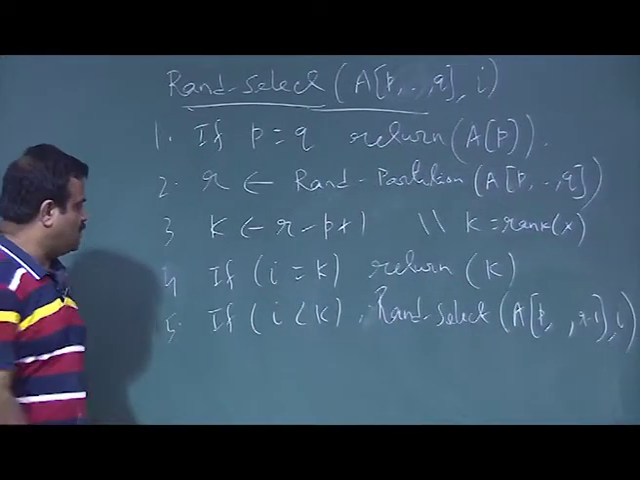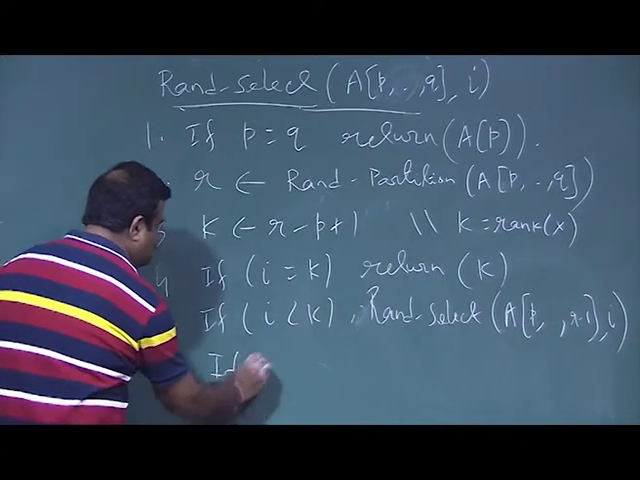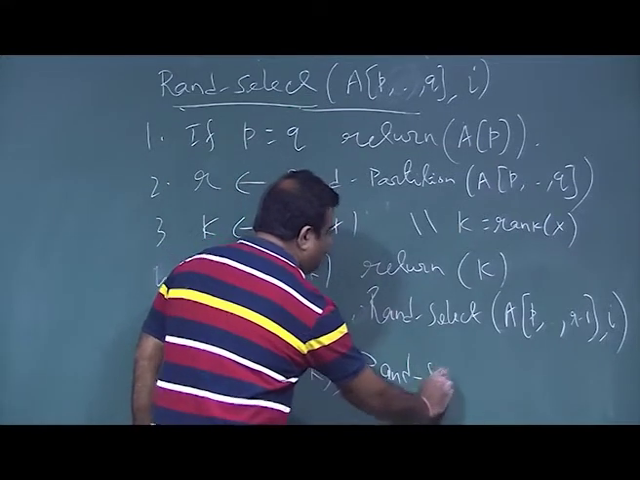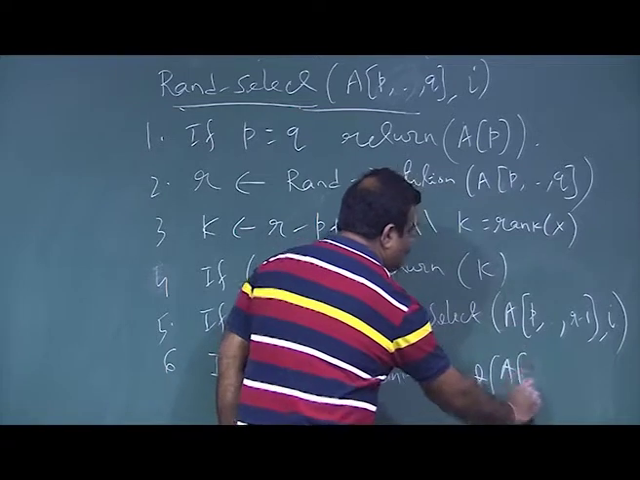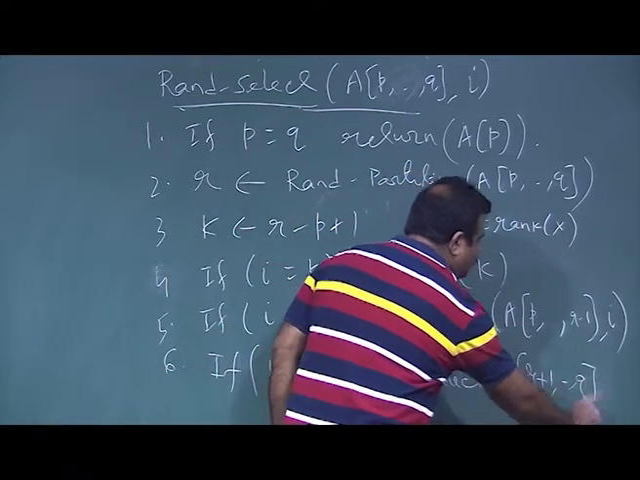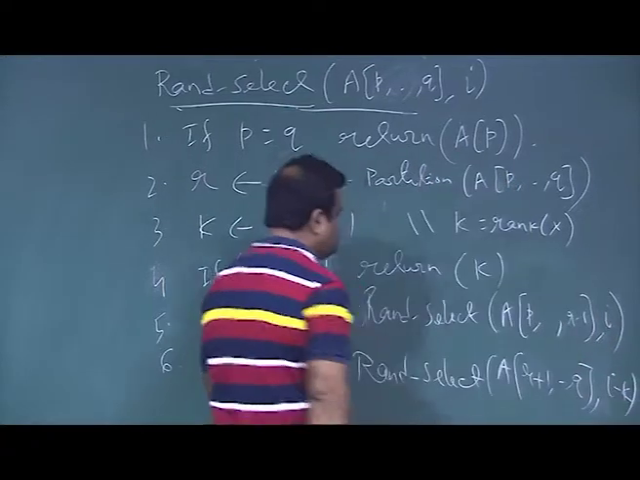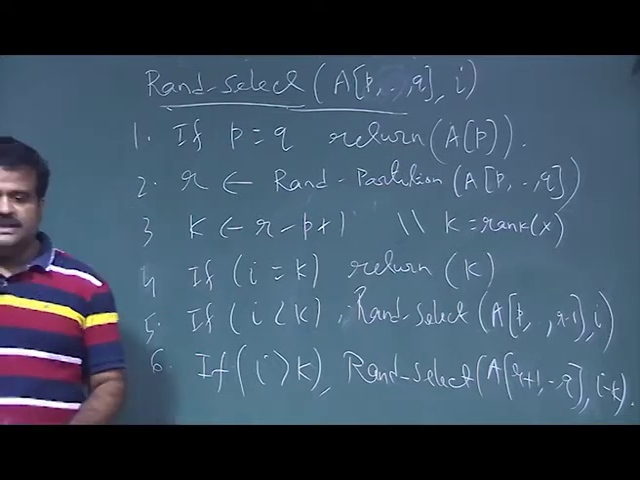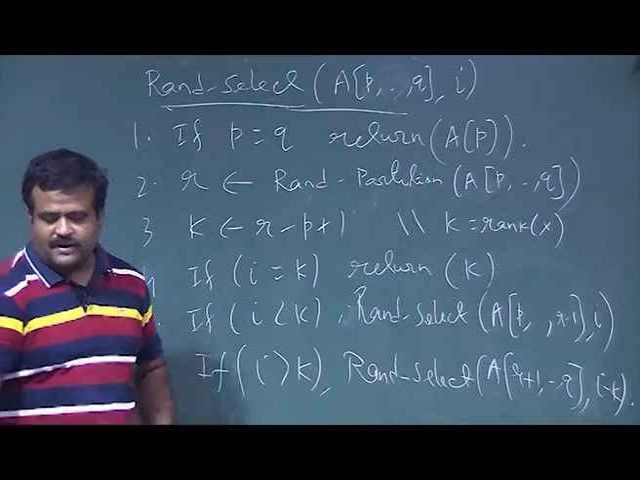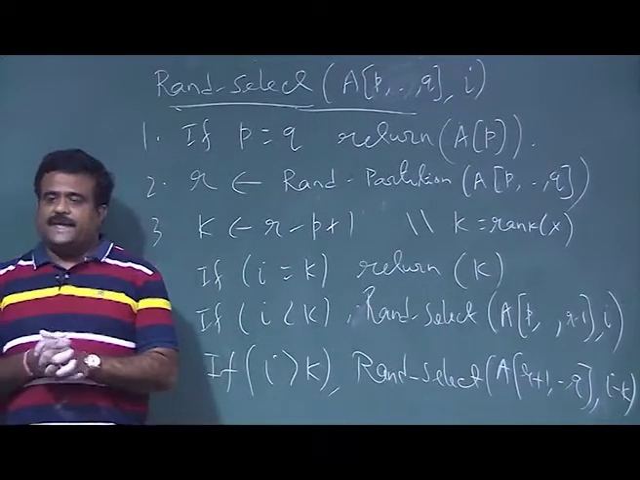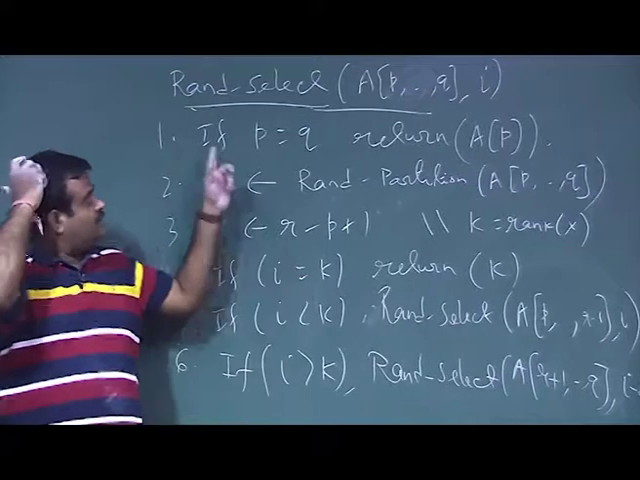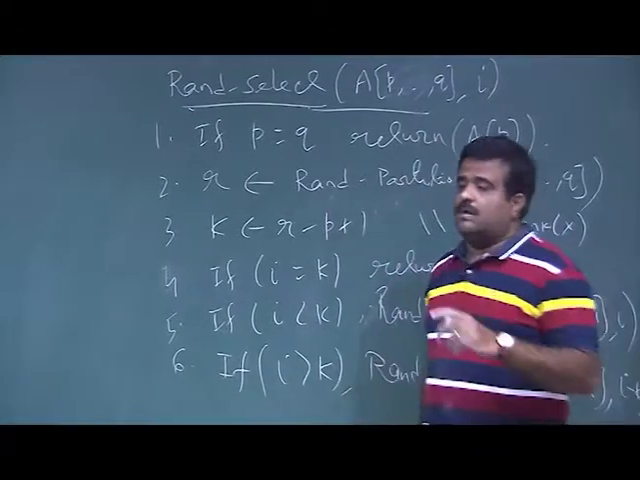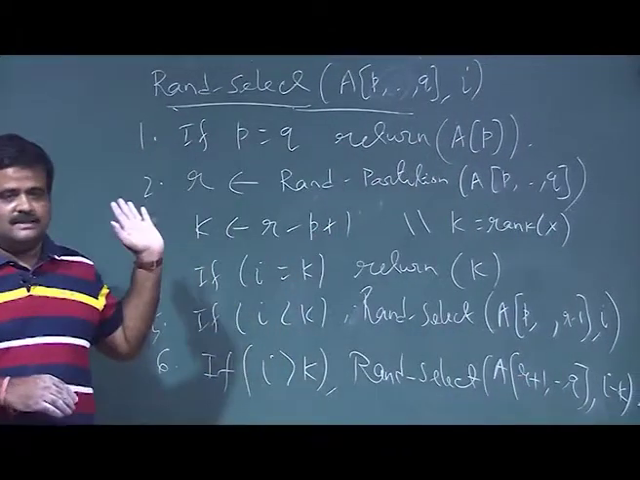So, it is the same code, but every time we have to call the randomized version. If I is greater than K, then we have to call rand select on A from R plus 1 to Q, but now the index is I minus K. So, this is the randomized version. In the next class we will analyze this code and see that the expected runtime is order of n, linear time. But in the original version of select, in the worst case the partition will be 0 is to n minus 1, and in that case it is an order of n squared algorithm. We will do the analysis in the next class. Thank you.